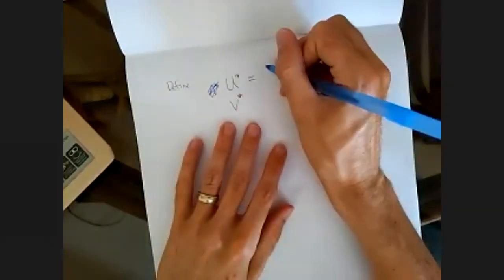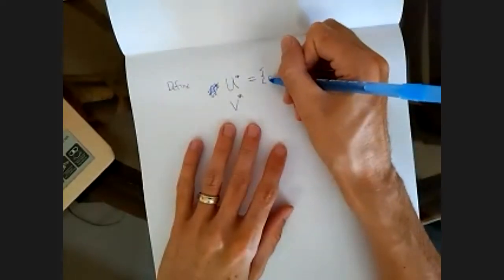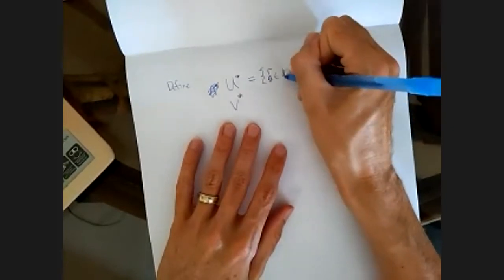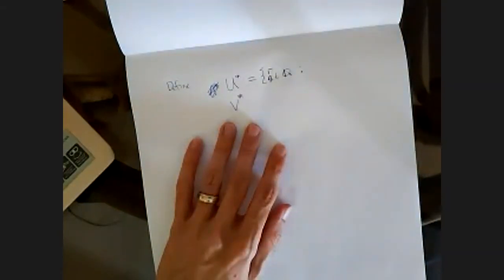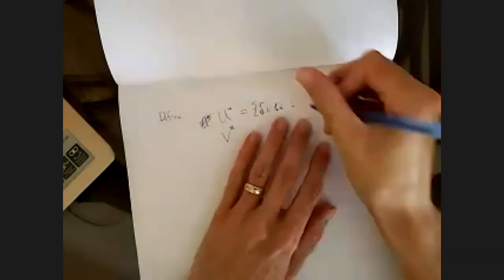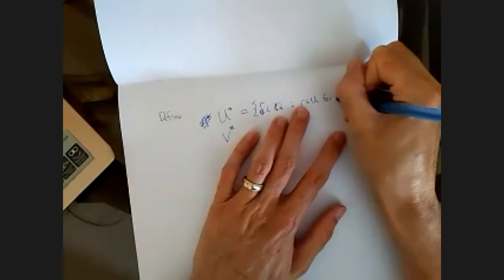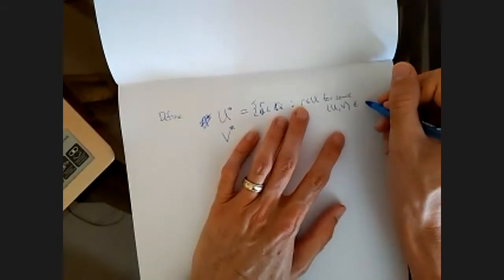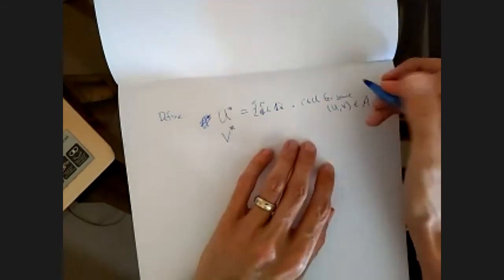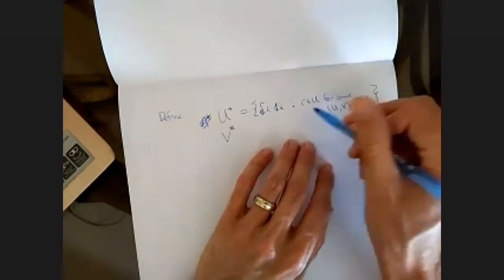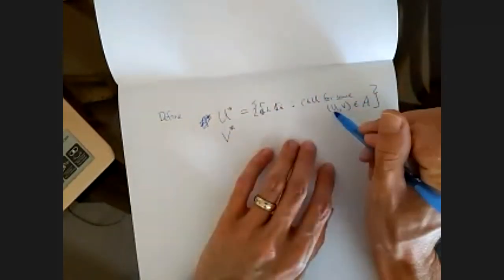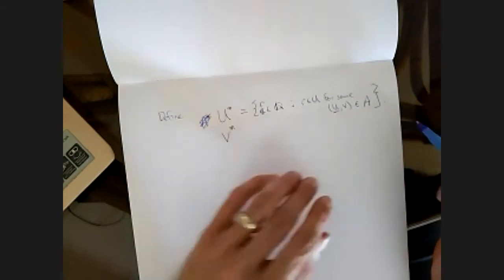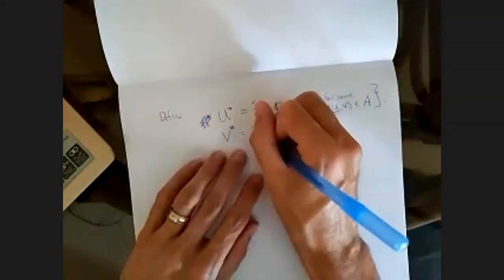U star is just going to be all the rational numbers r such that r is in U for some (U, V) in my set A. So my set A is a set of Dedekind cuts, and I construct this set U star to be all the rational numbers that are in some first coordinate in my set A. And V star is just going to be all the rational numbers not in U star.